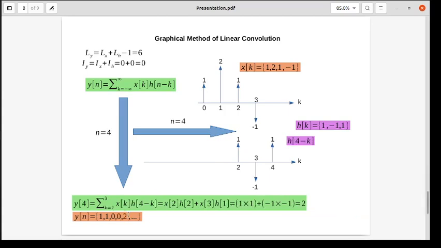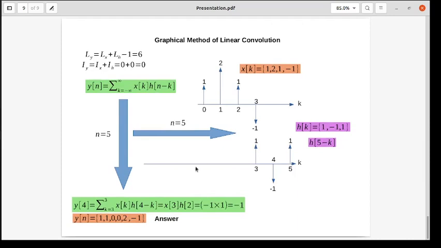Now for n equals 4, one more shift to the right side. Here common intersection corresponds to k equals 2 and k equals 3. As you can see, this sample point and these sample points are in common intersection. So there will be 2 terms in the sum of products, 1 into 1 plus minus 1 into minus 1, and the output is 2. That means my fifth sample point is 2.